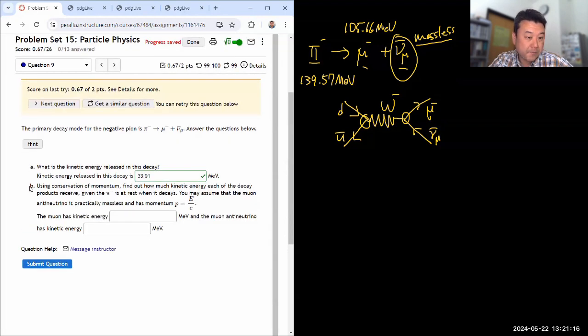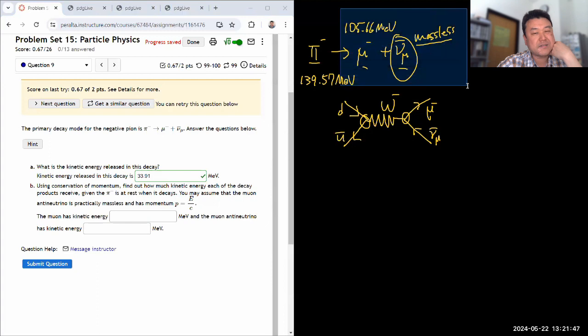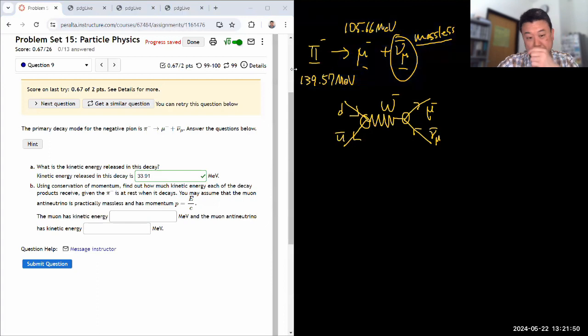Now, for part B, it says using conservation of momentum, find out how much kinetic energy each of the decay products receives, given the pion is at rest when it decays. There's one good thing to guess. One good guess, which would be true if this was an electron, is that the muon and neutrino are basically massless compared to the pion mass. If that were true, then you can assume the kinetic energy will be evenly split between the two.